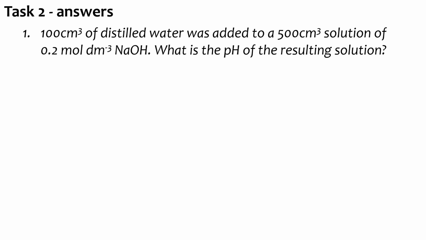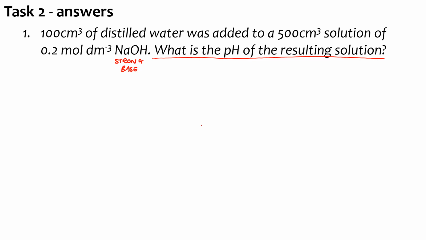So, question 1. 100 centimetres cubed of distilled water was added to a 500 centimetre cubed solution of 0.2 molar NaOH. What is the pH of the resulting solution? So, this resulting solution is just a strong base on its own, in water, nothing else, no reaction. But what we're doing is we're diluting here.